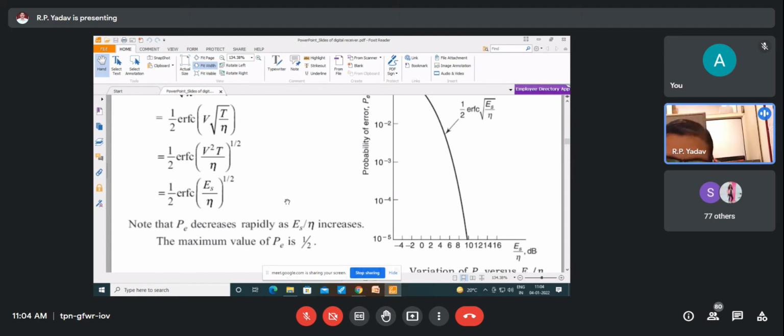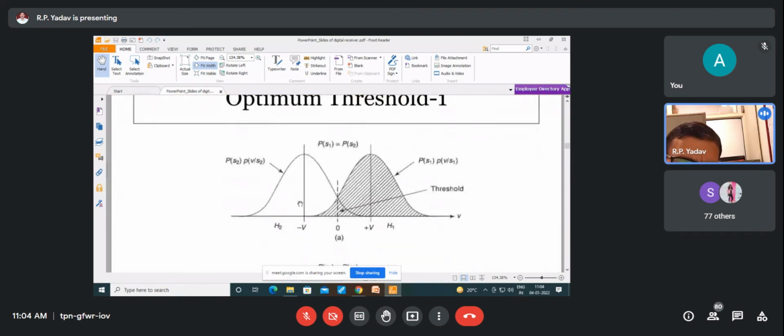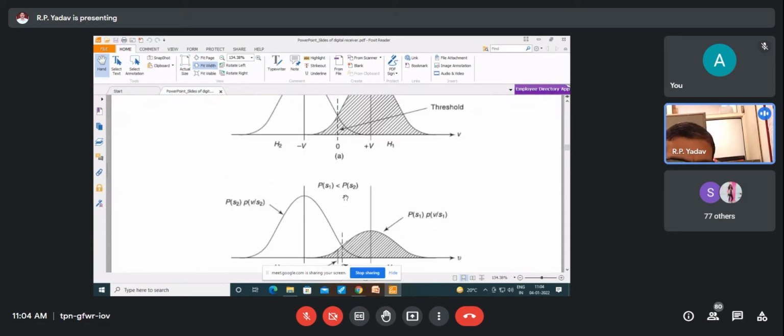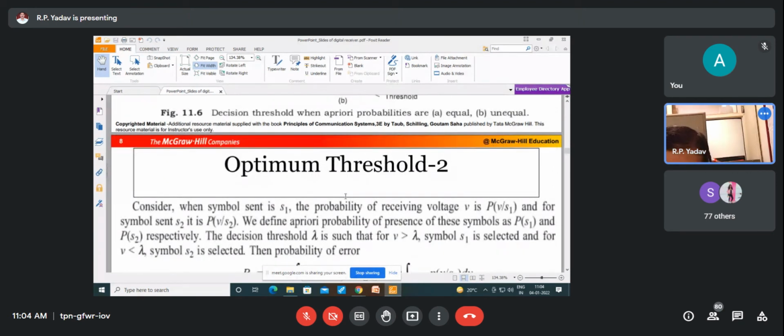Now look here, if I have 2 bits, where do I make my decisions, the optimum decisions? That we will study tomorrow. Optimum thresholds. Yes, any question?